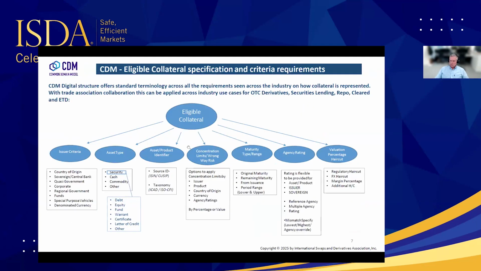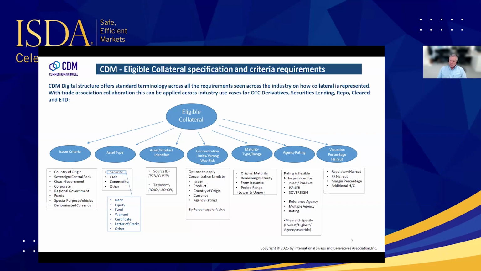So again, over several years through the working group structure of CDM, we developed a model that can handle all the different attributes needed to describe collateral assets for eligibility terms. So things like what's the asset type, how's that broken down, if it's a security, is it a debt, an equity, a fund, a warrant certificate, and so on. What's the issuer criteria? Is it sovereign central bank? What's its country of origin? Is it a corporate bond? Is it a regional government, for example?